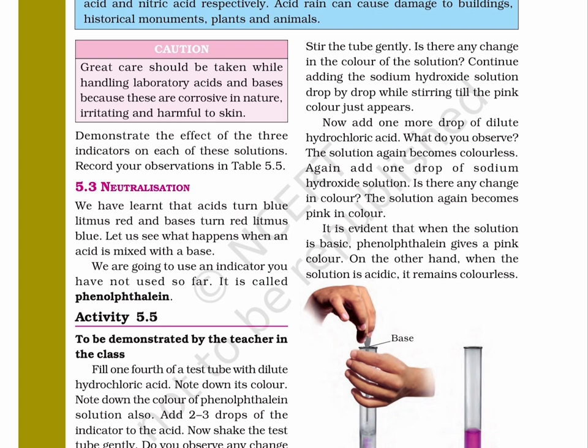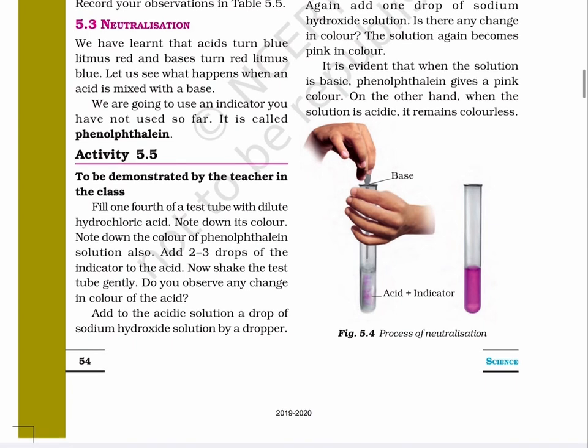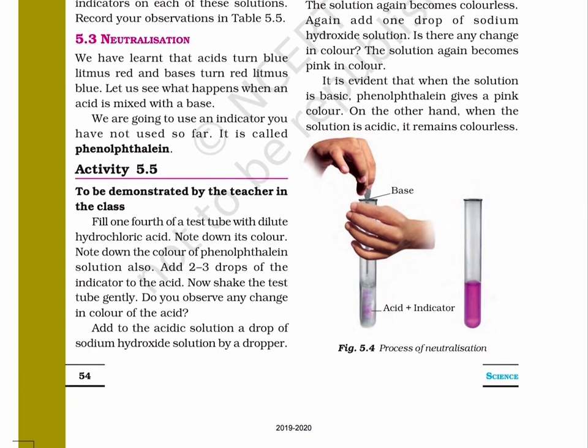5.3 Neutralization. We have learnt that acids turn blue litmus red and bases turn red litmus blue. Let us see what happens when an acid is mixed with a base. We are going to use an indicator you have not used so far. It is called phenolphthalein. Activity 5.5. To be demonstrated by the teacher in the class.